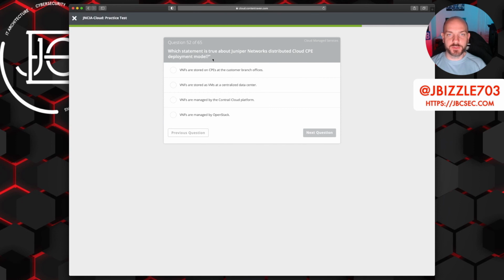Which statement is true about Juniper Networks distributed cloud CPE deployment model? VNFs are stored on CPEs at the branch customer offices. VNFs are stored at VMs in a centralized data center. I like that. VNFs are managed by the Contrail Cloud platform. VNFs are managed by OpenStack. Ooh. So the VNFs don't need to be VMs. Oh, Contrail.